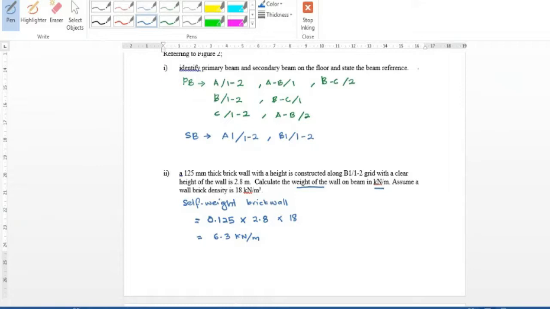Easy peasy, right? Because here you have meter, here you have meter, and here you have kilonewton per meter cube, so we cancel them and get kilonewton per meter. It's simple like that. For the self weight of a brick wall, please consider the thickness, the height, and the wall brick density. Clear guys? Okay, proceed.